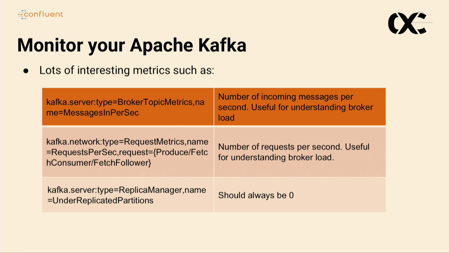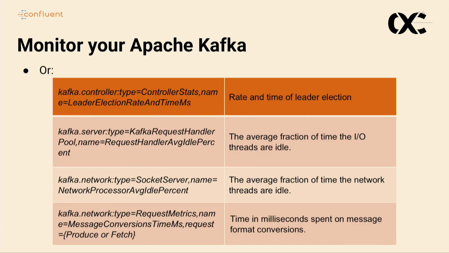A lot of interesting metrics, as we said. We had messages in per second. We get the number of requests per second. This is very interesting to understand your load. Under-replicated partitions on JMX, very important, should always be 0. But as we know, it may not be, and it might be reasonable. Maybe more than 0 and maybe a problem. This is a very interesting one, the election rate time in milliseconds. If there are a lot of elections of partition leaders, as well, something wrong is happening.